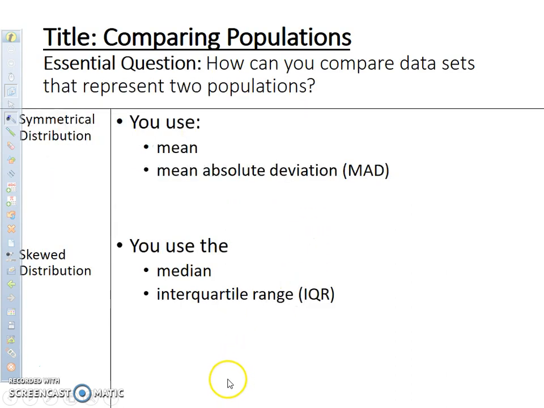Okay. Here's how we compare populations. If they're symmetrical, and I'll go over what symmetrical looks like, we use mean absolute deviation. I'll go over what that means. Okay, don't worry, I'll go over what it means. If it's skewed, all over the place, not consistent, we use median, middle, and interquartile ranges. And I'll go over what that is as well. So let's get started with example 1.